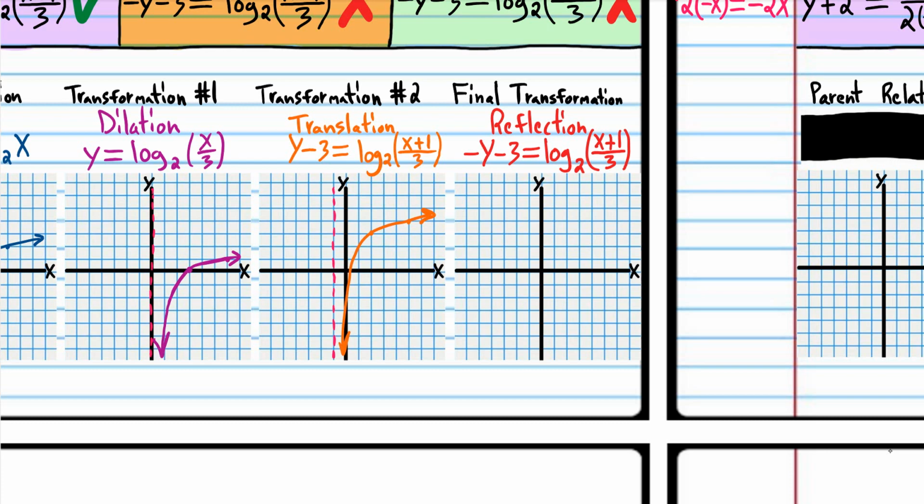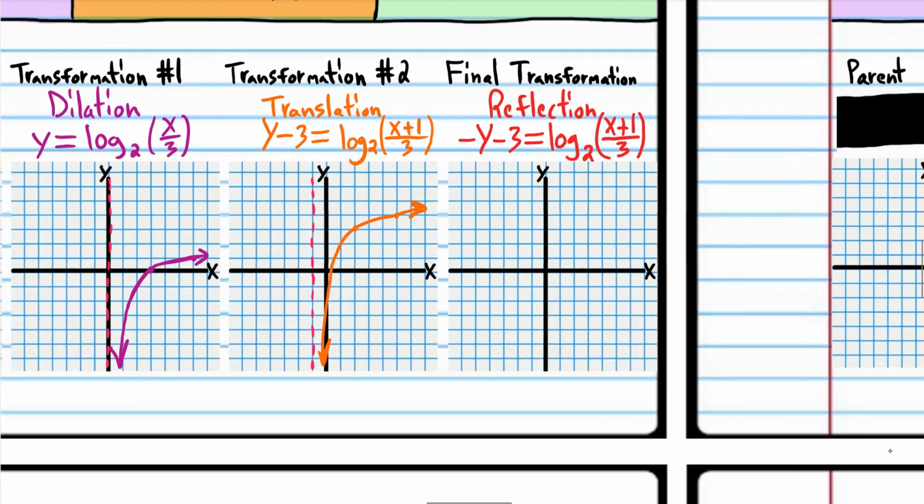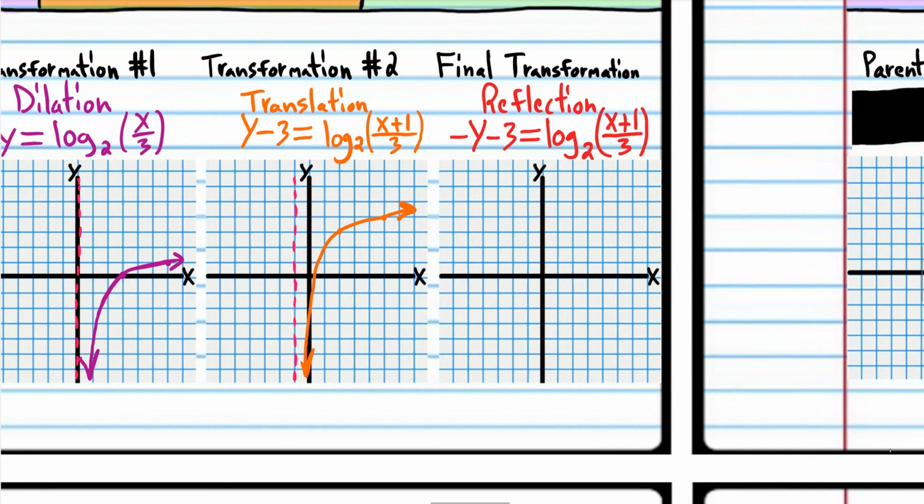Okay, now we're going to reflect. We're reflecting across the x-axis because we're replacing y with negative y. So when you reflect across the x-axis, it doesn't really change the position of the asymptote because it's a vertical asymptote.